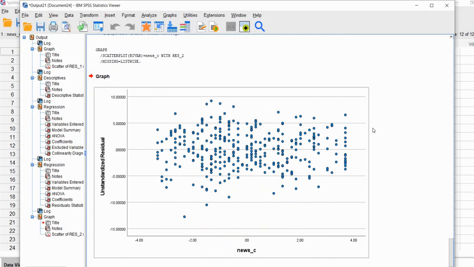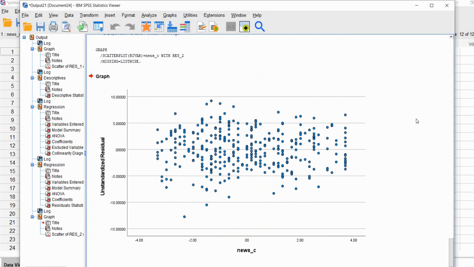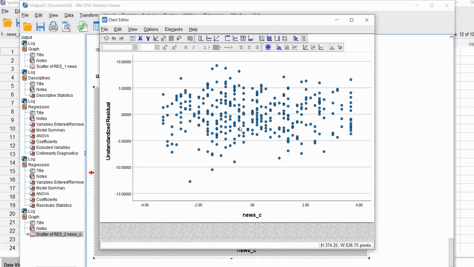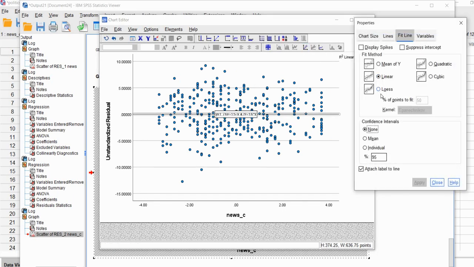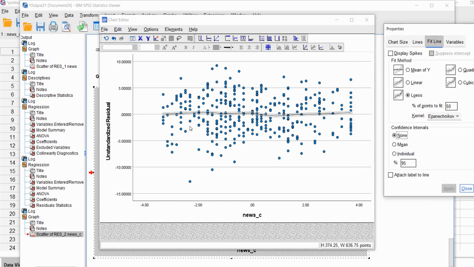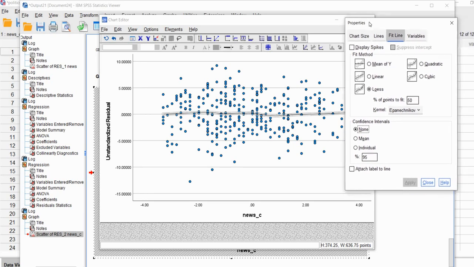and then click on OK, so we can look to see if there's any kind of evidence of curvature in these residuals. It might give you a visual as you're looking at this, and you might get the sense that maybe there's still some curvature, but we can look at this a little bit more closely by double clicking in the box right here, and we'll click on add fit line at total. So you can see that if I click on lowest option right here, there's not really any strong indication of any type of curvature that's going on.